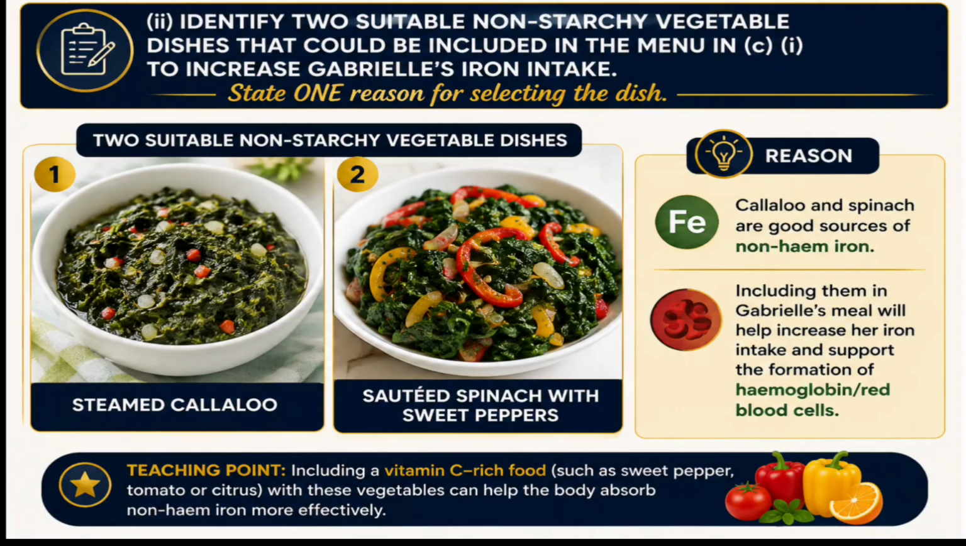Now, callaloo and spinach are a good source of non-heme iron, right? Now, including them in Gabriel's meal helps increase her iron intake and support the formation of hemoglobin, which is in our red blood cells, right? Now, also, very importantly, including a vitamin C rich food such as the sweet pepper, or tomatoes, or even like a citrus juice with the vegetables can help the body absorb non-heme iron more effectively.